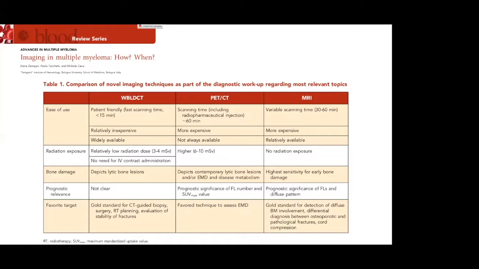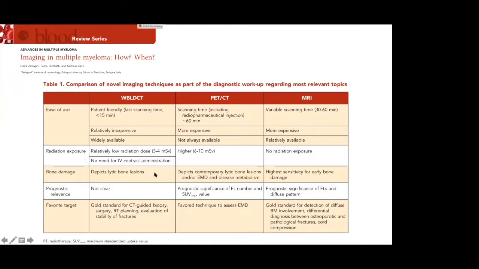So this is one of the best journals for hematologists, and they explained the difference between whole body CT, PET CT, and MRI, and when to use what. So indeed, whole body CT is patient-friendly, very fast, not very expensive, widely available. There is radiation dose, but it's not higher than PET CT, and you don't need to give IV contrast. It does depict lytic bone lesions well, but it can't depict bone marrow as well as the other techniques.